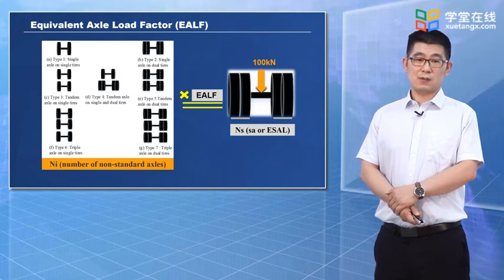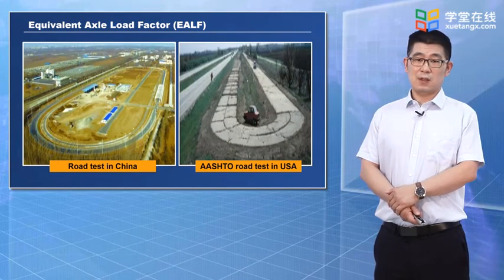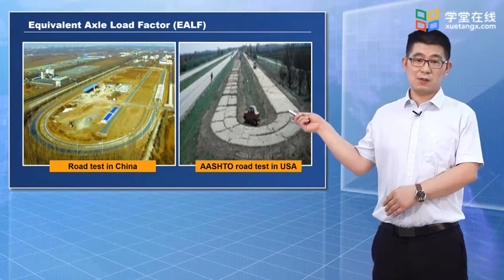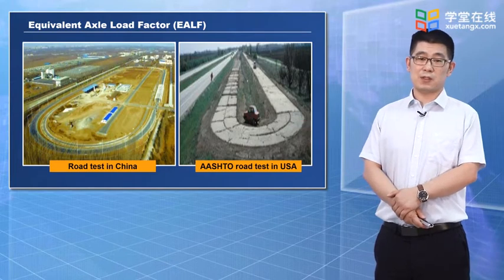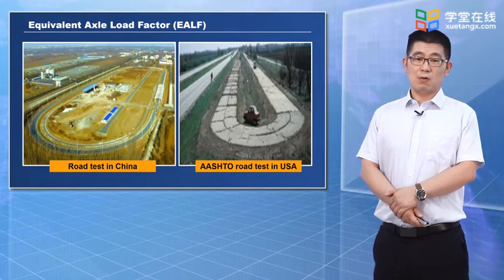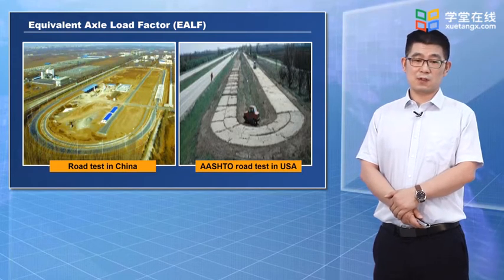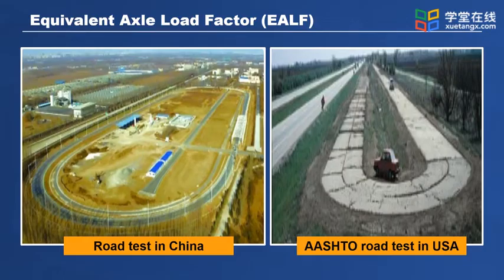How to determine ELF? Many years ago, in the 1950s, the AASHTO road tests were conducted for different types of pavement considering different damage indicators. During the 1980s, similar studies were conducted in various European countries. Recently, similar studies are also being conducted in Beijing, China. The testing road was built in 2017, and the preliminary data has been collected.